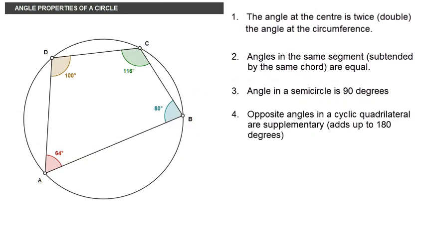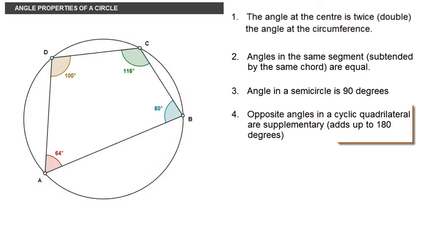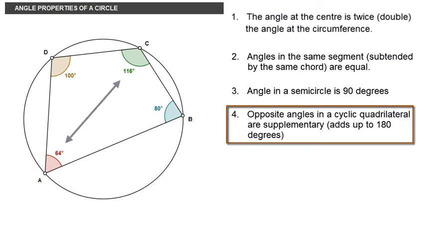A cyclic quadrilateral is a four-sided polygon whose vertices lie on the circumference of a circle. In the construction shown, the points A, B, C and D are the vertices of a four-sided polygon ABCD and lie on the circumference of the circle. The fourth property states that the opposite angles in a cyclic quadrilateral are supplementary, that is, they add up to 180 degrees.